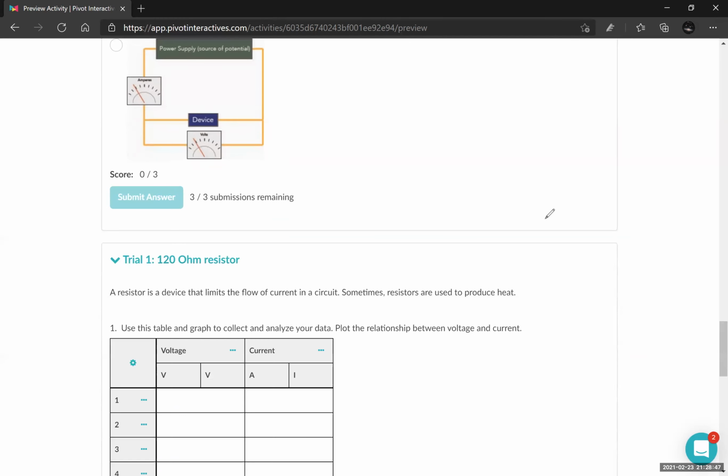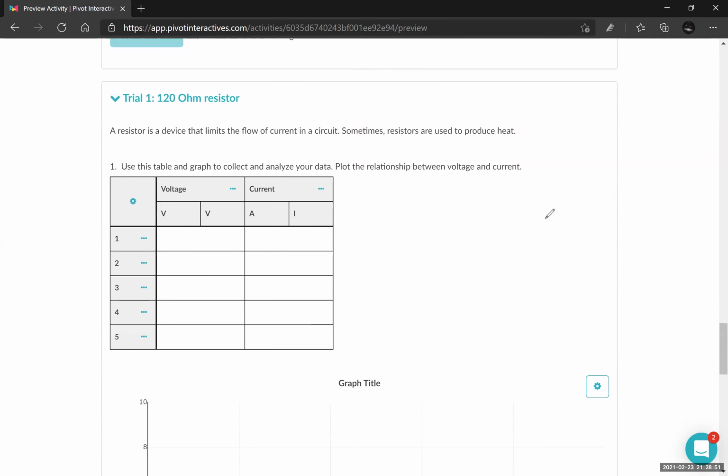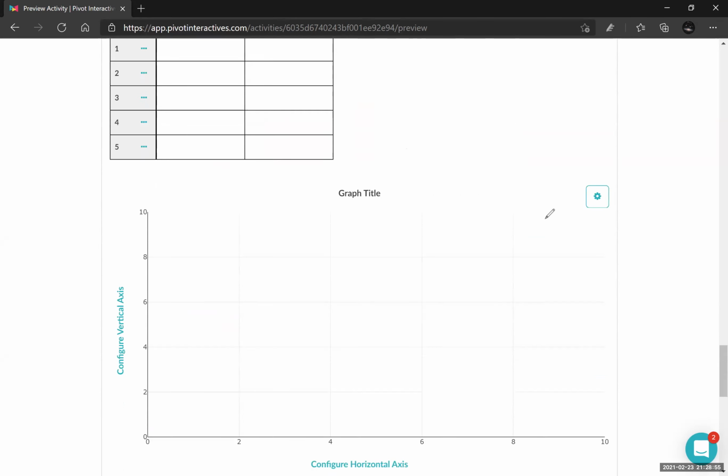All right, so let's look at trial one, which is the 120 ohm resistor. You can see you have a table, voltage versus current, and then you're going to do the graph.